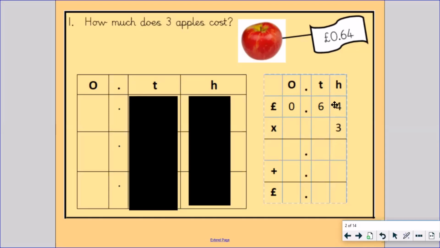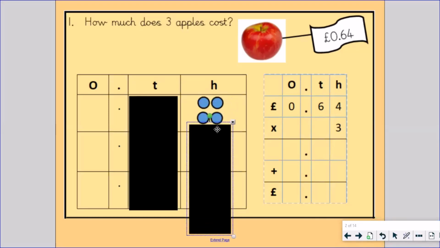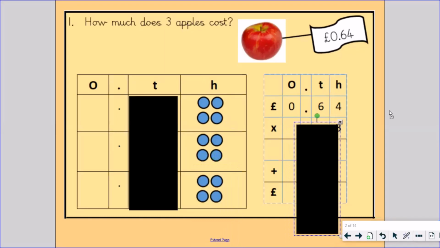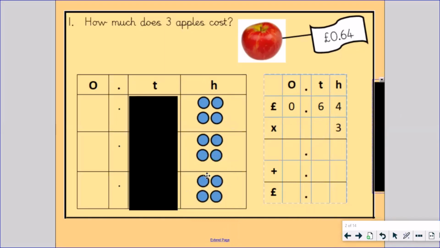So first I need to do 3 times 4, which as we can see over here is the same as 3 lots of 4. Okay, so I've got 1 lot of 4, that's my 1 apple. And I've got another lot of 4, that's my 2nd apple, and another lot of 4, that's my 3rd apple. Okay, so once I've got all 3 of them, I can think about how I'm going to put that into my formal written method over here. So I've got 3 lots of 4, and that's 4, 8, 12.